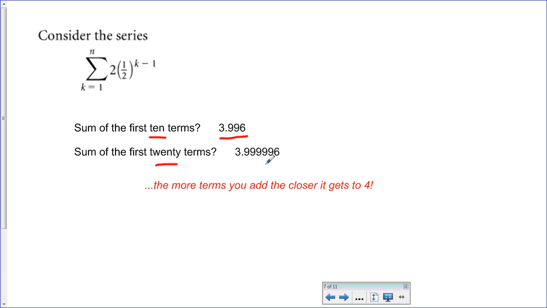The sum of the first 20 terms would be 3.999996. And it is getting bigger. It's just getting bigger so slowly. And you'll notice if you keep going, adding the first 20 terms, 30 terms, 100 terms, that it's going to get closer and closer to 4, but never actually reach 4. That's called converging.